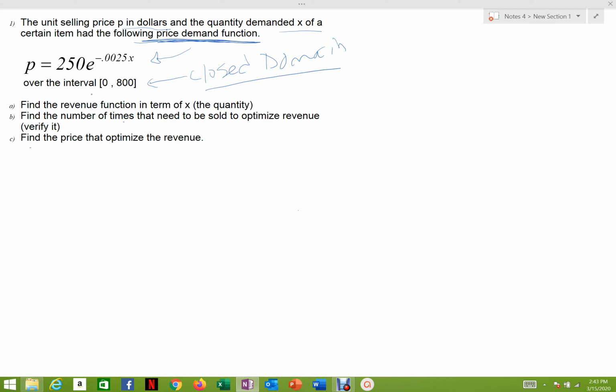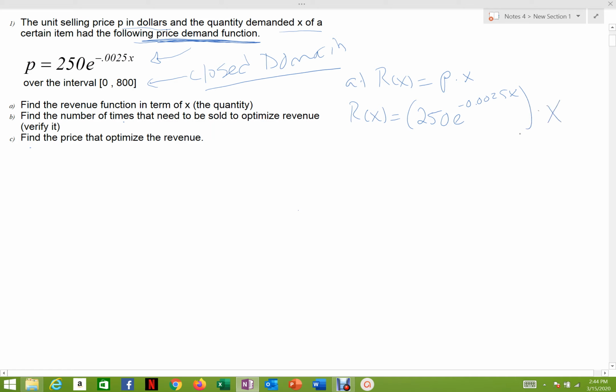First thing, part A: find my revenue function. Revenue is still price times quantity. The new part is my price equation's no longer linear. My price equation is that exponential price, 250 e raised to that exponent, times another x. Don't forget, times x. Again, that part's not new. The new part is that we now have an exponential in my revenue.